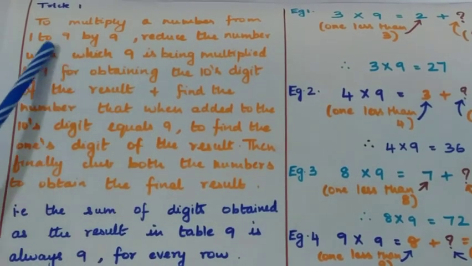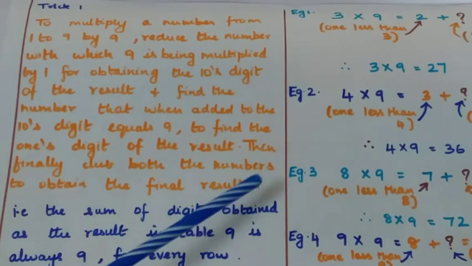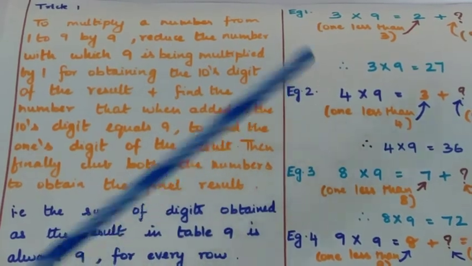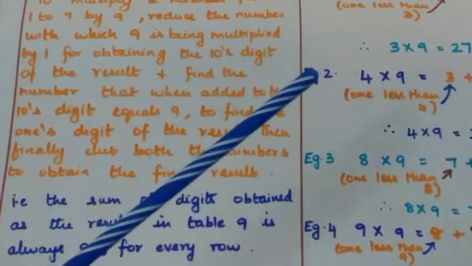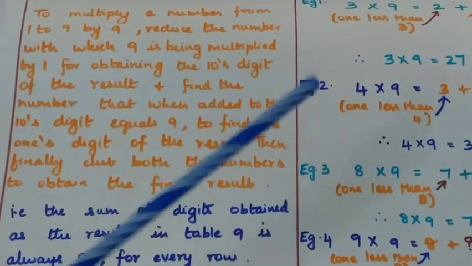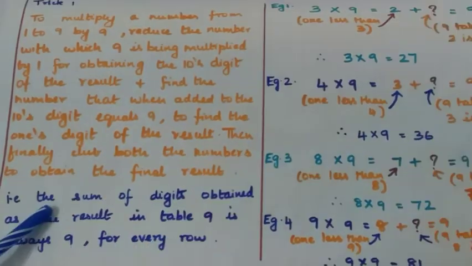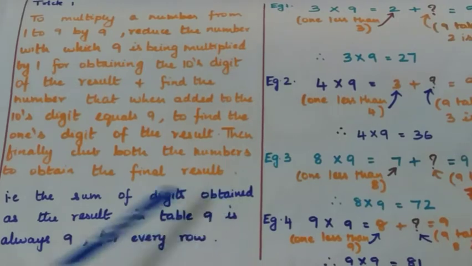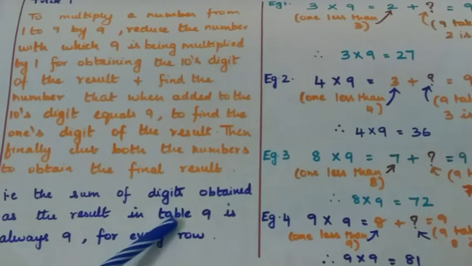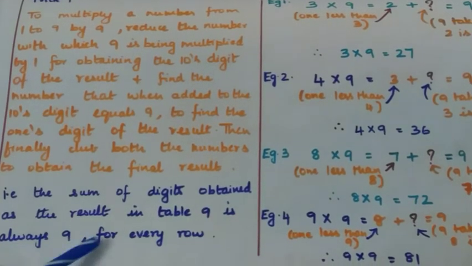So this trick may sound very long, but when you do it, it is going to simplify the learning of table 9 to a great extent. The kid should also be introduced to the fact that the sum of digits obtained as the result in table 9 is always 9 for every row.